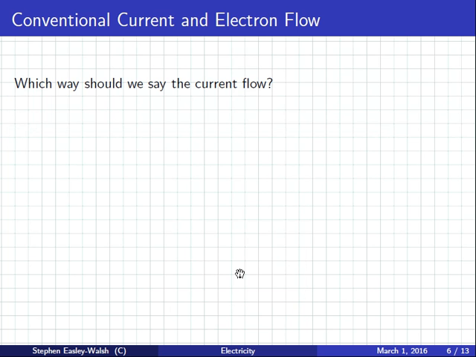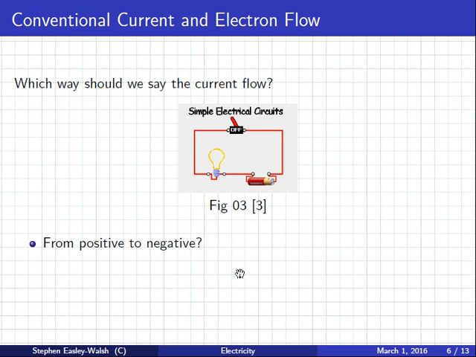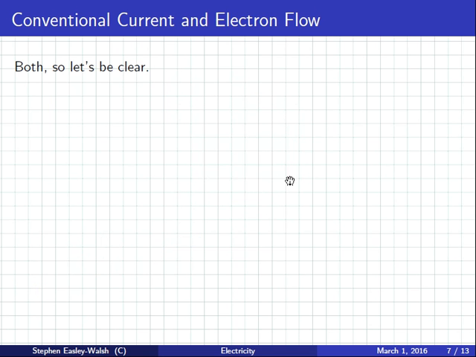Which way should we say the current flows? So here's a little picture of a battery. Should we say the current flows from positive to negative on the terminals here? Should we say the current goes from positive to negative? Or maybe we should say the current goes from negative to positive. So which is it? Bad news, yeah. Both. So we have to be very clear with our English, okay?